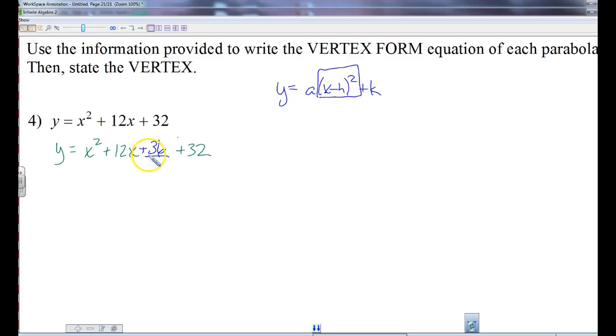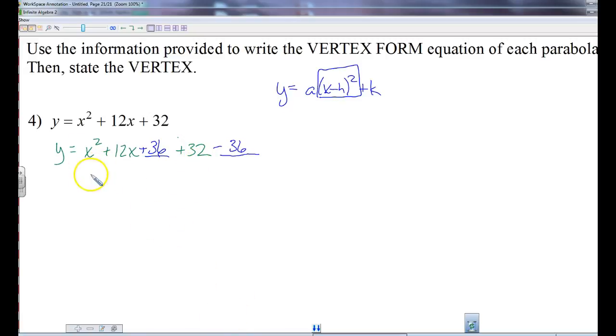But if I randomly added a 36, I'm going to go ahead and take away 36 back here to even that out. So it's very similar to completing the square, but we're working all on one side of the equation. We didn't move anything to the other side. So now let's see what that gives us.